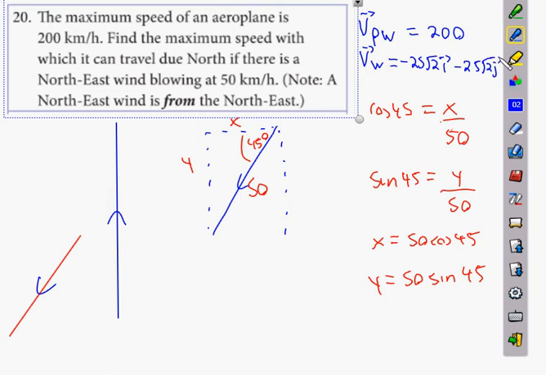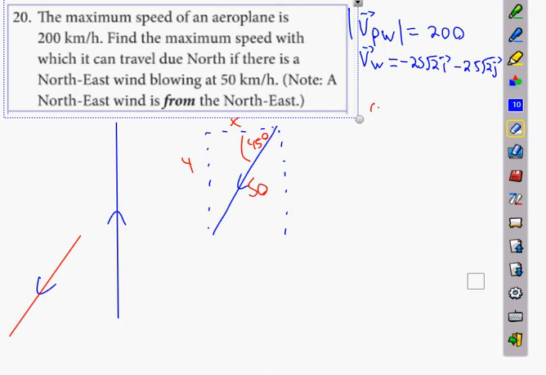I still haven't chosen what to do with my plane. I haven't chosen the direction yet, have I? So technically this here is the speed. It's not actually the velocity because I have no direction to go with it. So what we're going to do next is figure out what type of direction we should take.